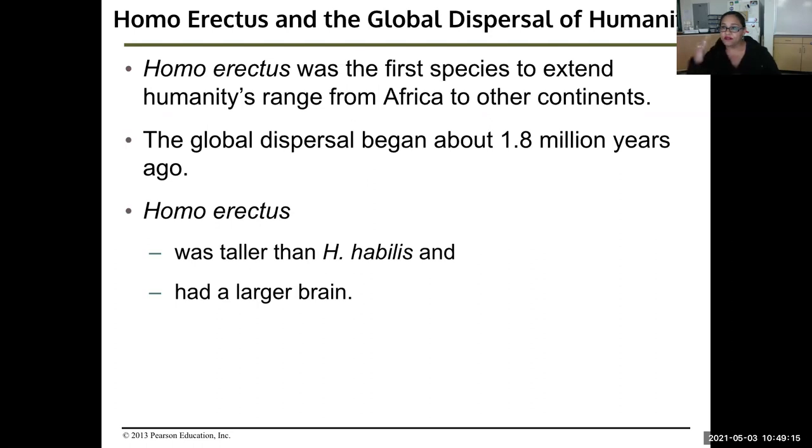Homo erectus was the next level of ancestor. He was the first species to extend humanity's range from Africa to other continents. This global dispersal began about 1.8 million years ago. He was taller than Homo habilis and he had a larger brain. So he walked a little taller. It was an advantage to be tall. Maybe food was up in the trees. And this brain got just a little bit bigger.